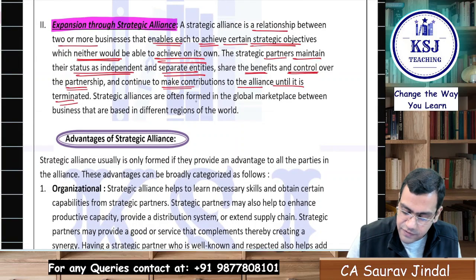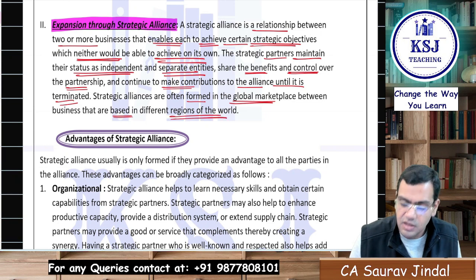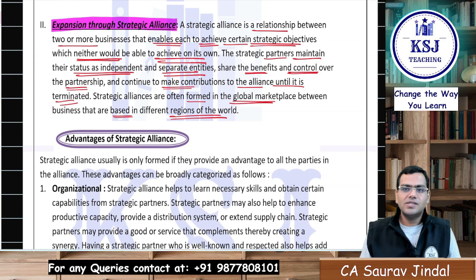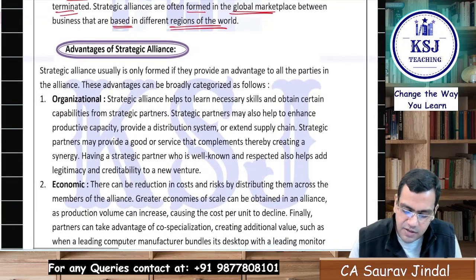Strategic alliances are often formed in the global marketplaces, where businesses are based in different regions of the world. Yes, I am sitting here and I want to operate in the USA. I'll make a strategic alliance with a company in the USA, so that they do the selling on my part, right? And that company also requires something. Simple, right? Advantages of strategic alliance.